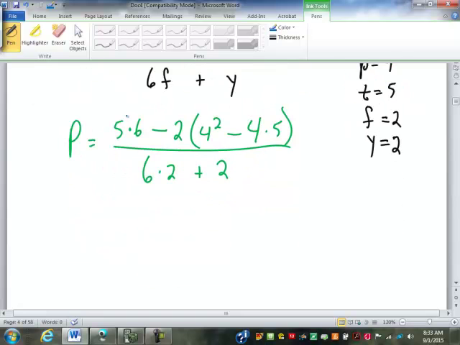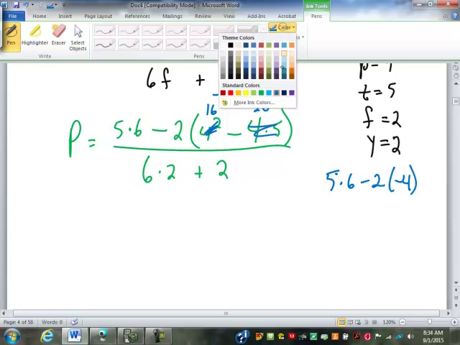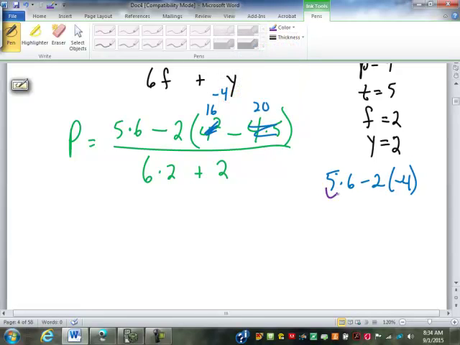So now we're going to start on the top. In the parentheses, we have to do the 4 squared is 16. Then I have to do 4 times 5 is 20. 16 minus 20 is negative 4. So now we have 5 times 6 is 30 minus 2 times negative 4 is negative 8. So it ends up being 38 on top.